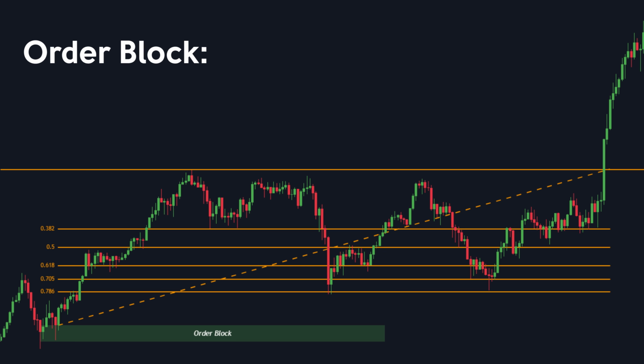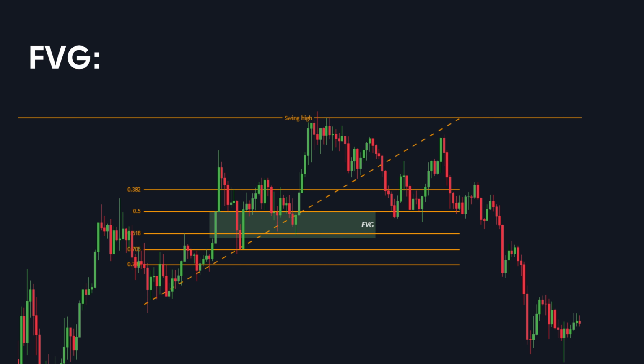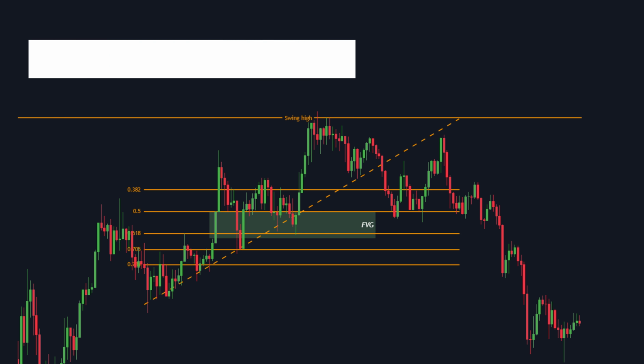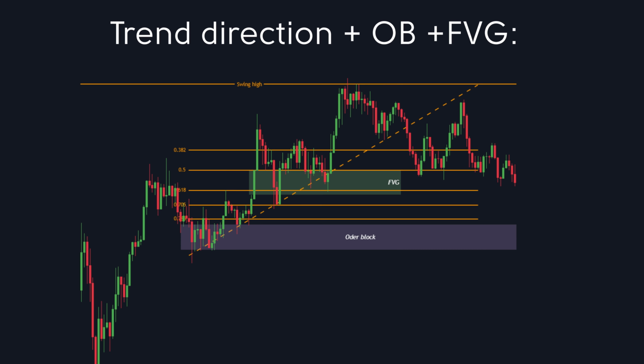The third layer is fair value gaps, FVGs, imbalances in price created by aggressive institutional moves. When a key Fibonacci level lands inside or directly touches an FVG, it signals that the market may want to rebalance that inefficiency before continuing. This makes the fib area even more powerful because you're trading at the intersection of trend momentum, institutional order flow, and price imbalance. The most accurate Fibonacci setups occur when all three confluences stack together.